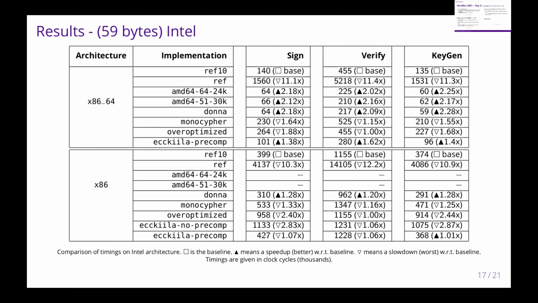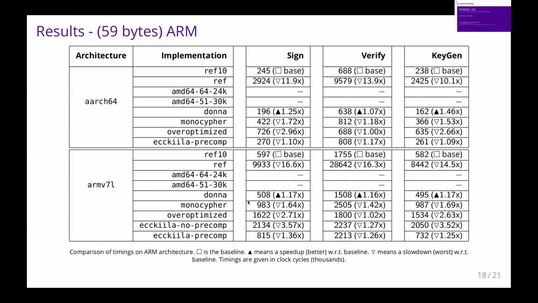In general, I think the takeaway is that ECC-Kila is quite competitive for being smaller. Of course, it's not as fast as the fastest implementations, but it is quite competitive, for 64 bits and 32 bits. The same in ARM. In ARM, the results weren't as great as in Intel, but still it performed quite well.